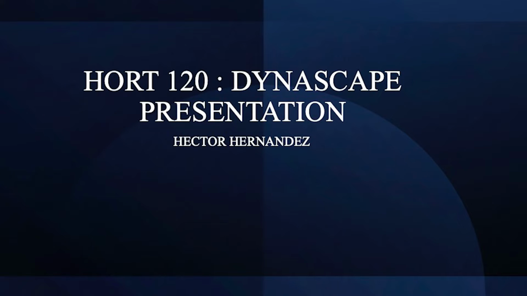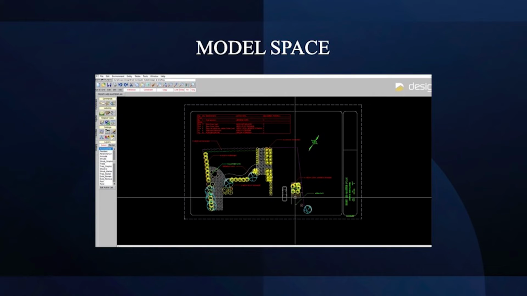My name is Hector Hernandez, and I will be explaining the 5 different DynaSCAPE features I have learned in my Hort 120 class, which includes model space, polyline, layers, figures, and the plant labeling tool. Model space is the space that is used to create drawings.